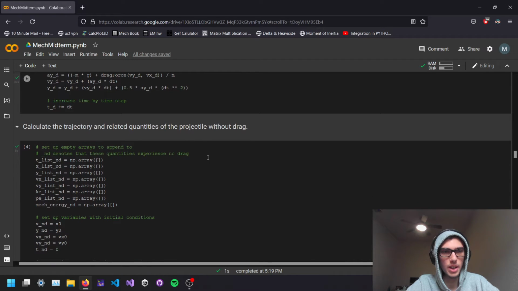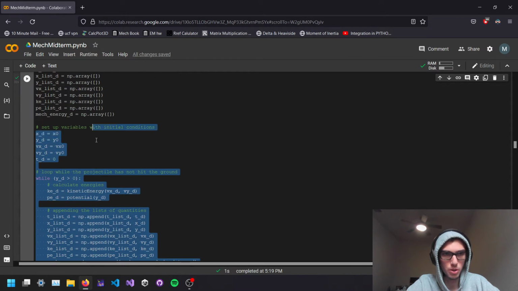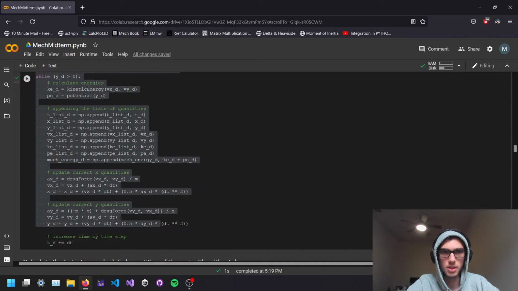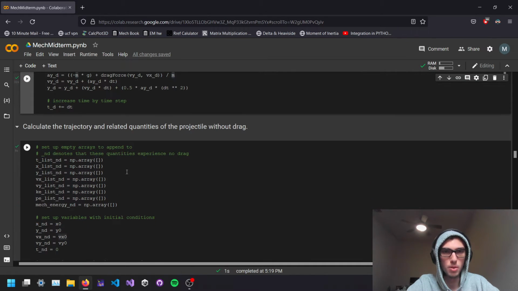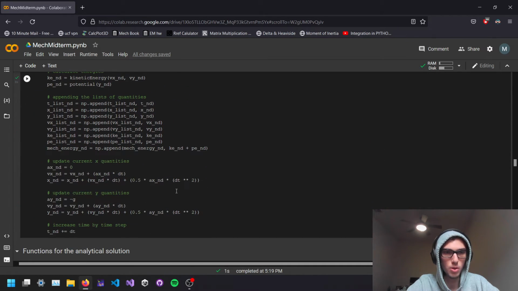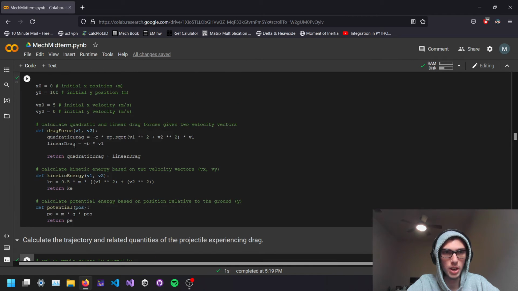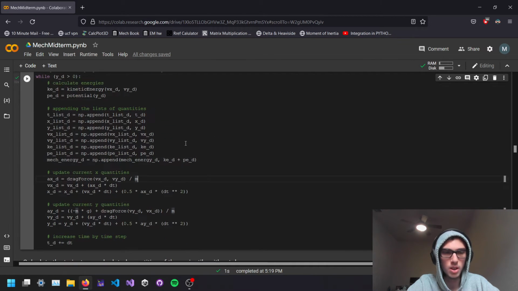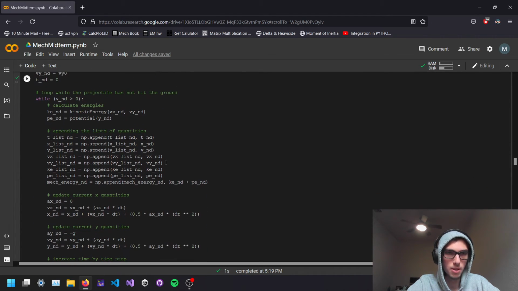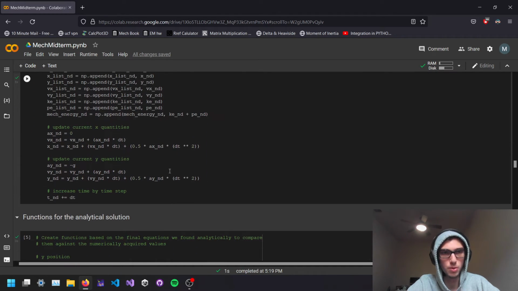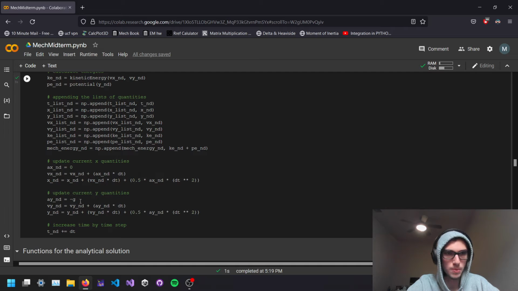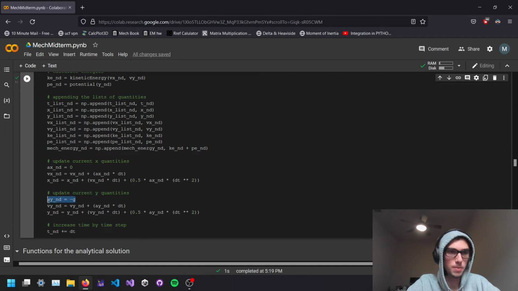And then this was with drag. This code block is the same thing here, but without drag. I didn't call the linear drag or the drag force function because we don't care about that in this code block. So the only force is gravity. That's why AY is just negative G.